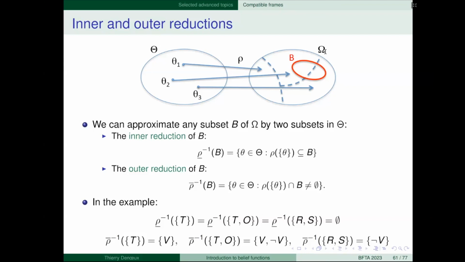And for road or sky, both are not vegetation, so the outer reduction in theta is not vegetation. So this is a way to approximate, to convey the meaning of B in theta, but you can only do it in an approximate way. Actually, it's in a conservative way.